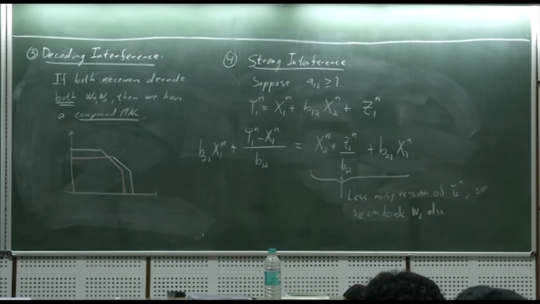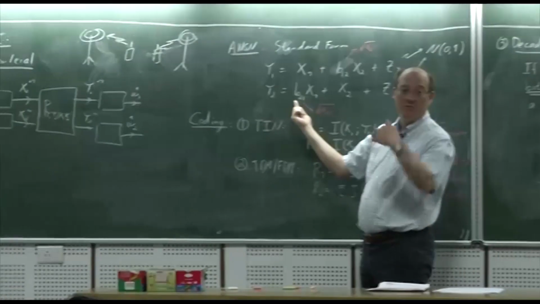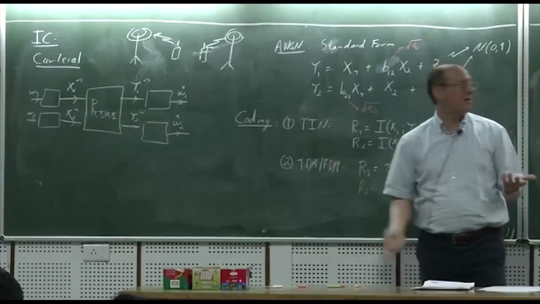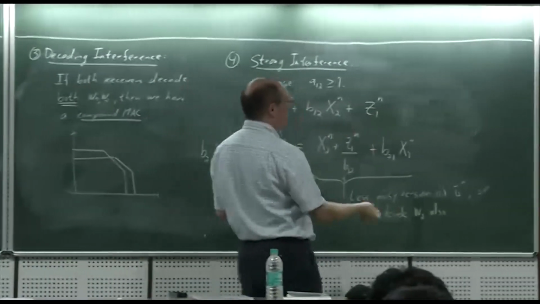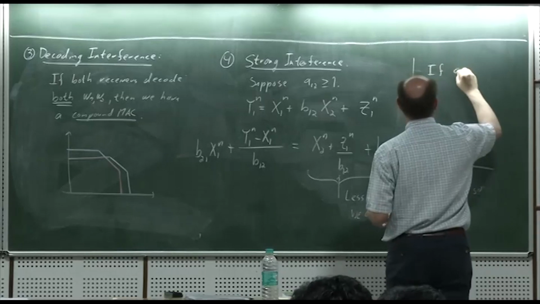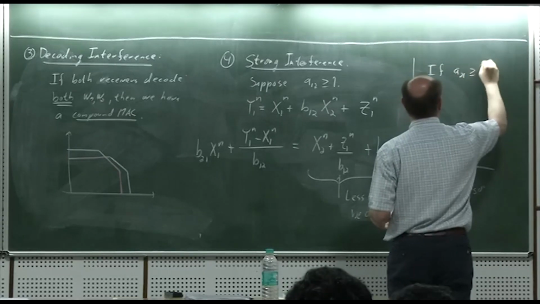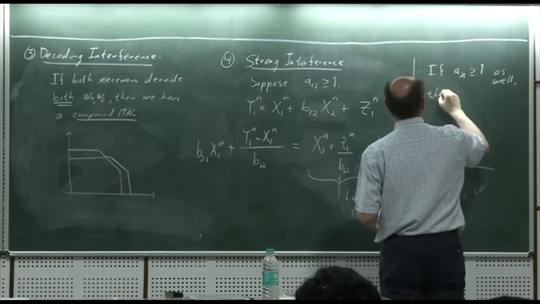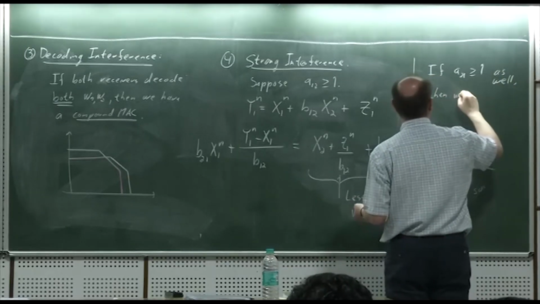Now, if also this coefficient magnitude is bigger than 1, receiver 2 can do the same, and we get the whole capacity region being the capacity region of a compound MAC, right? And that's the whole argument. So if A21 is greater than 1 as well, then we have a compound MAC whose capacity region is known.